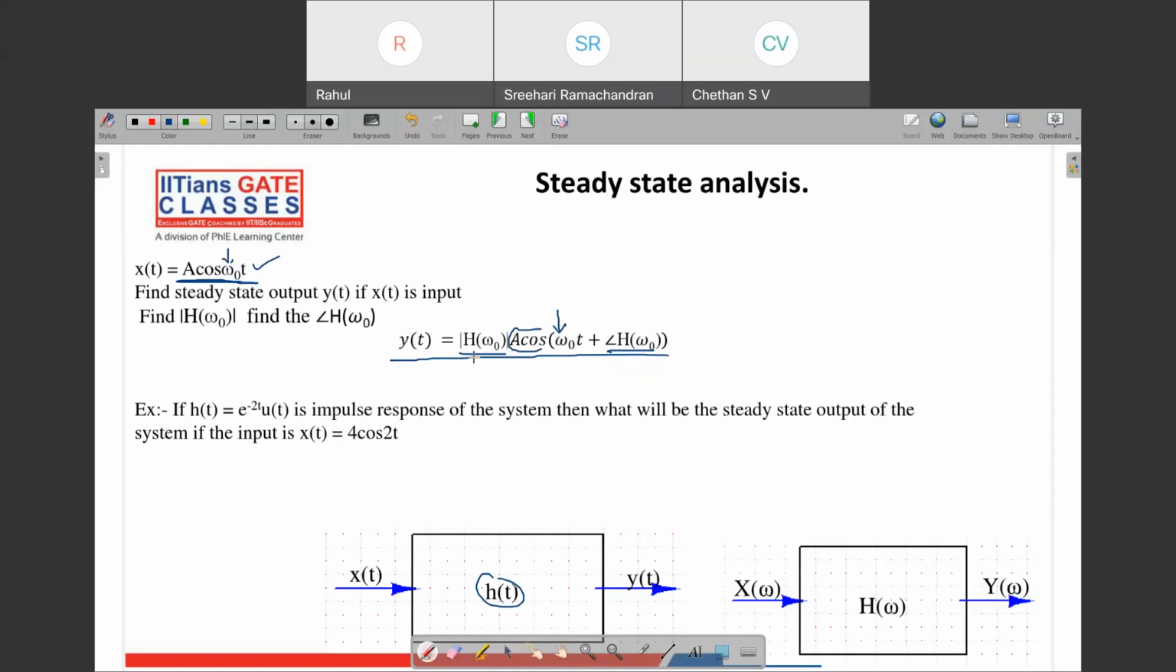Now, what will be the modified amplitude? So, original amplitude was A. Now, this amplitude A will get multiplied by h of omega naught, which is the value of h of omega at omega equal to omega naught.